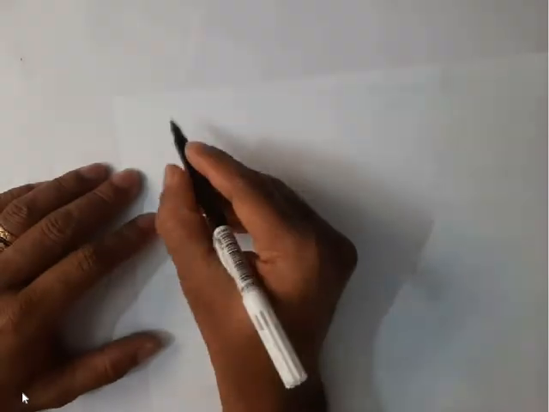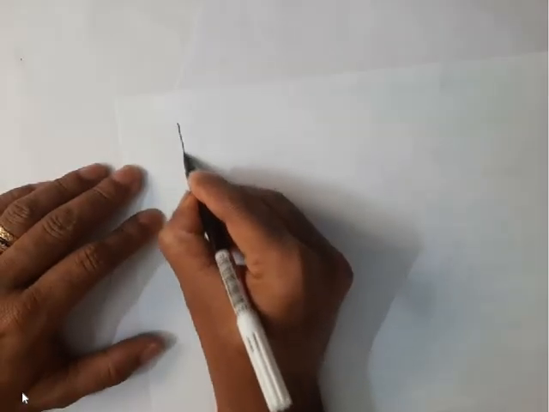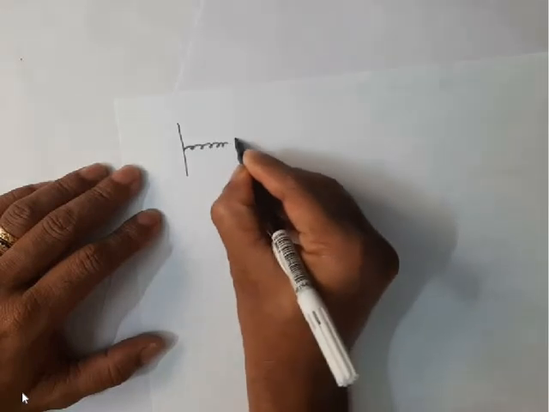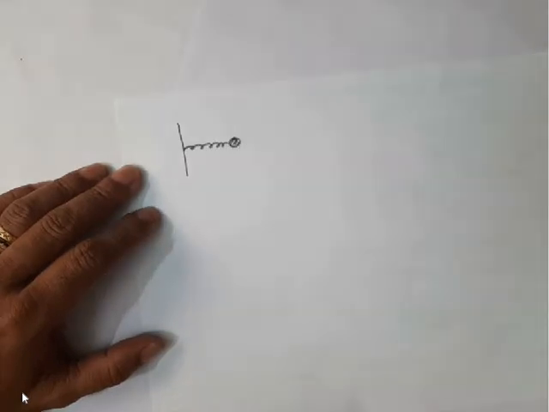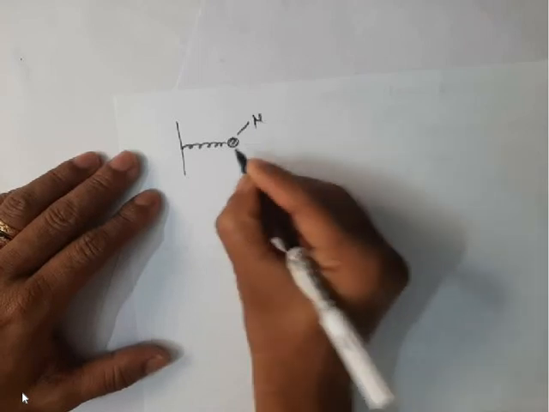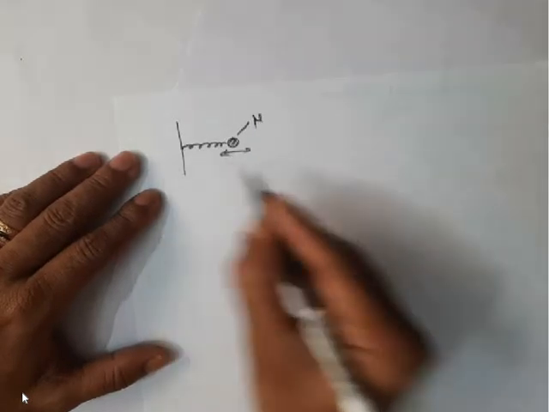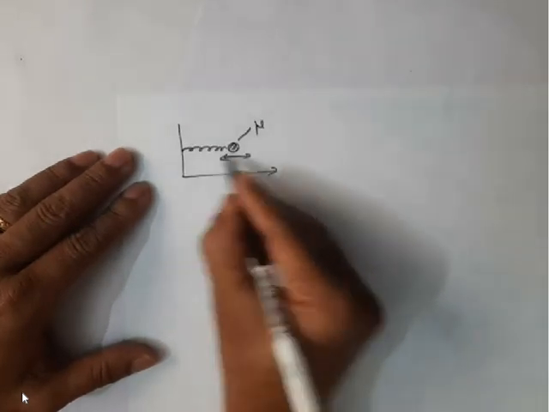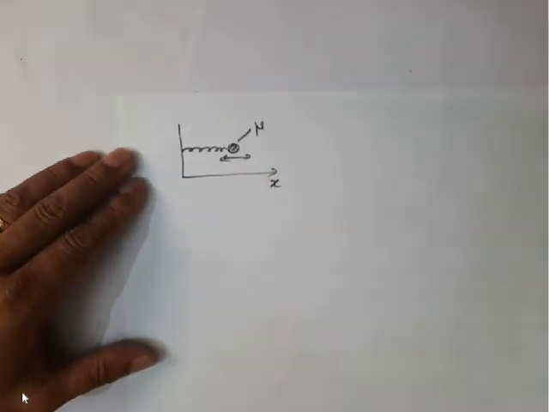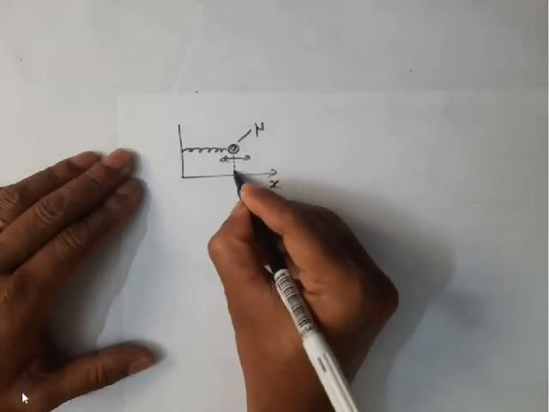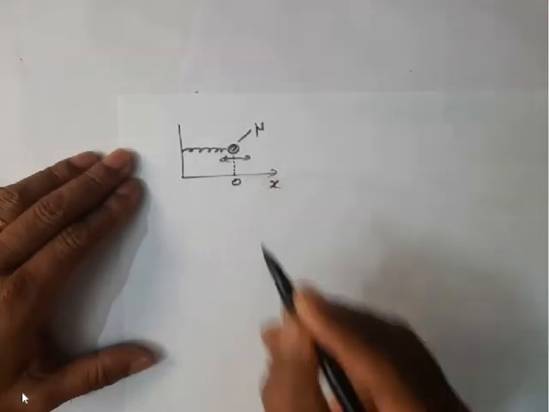Now we have converted this object into a single body having mass mu. This is going to vibrate in a to and fro manner along a particular axis. Let us take that axis as the x-axis, and let us take this position as the equilibrium position.